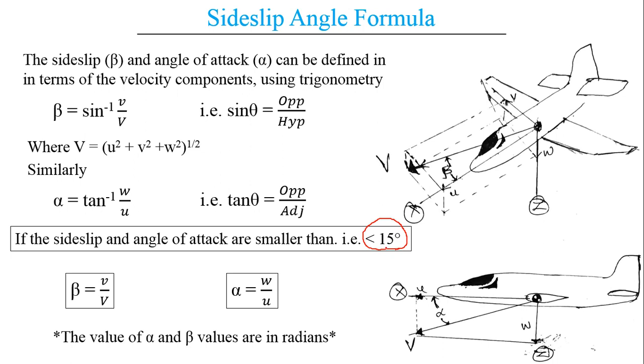Why is it? We saw in the previous session that angle of attack is a major factor for deciding the stall. If the angle is higher, the aircraft or wing would stall. So this angle may not exceed 15 degrees for conventional aircraft. If the side slip and the angle of attack are smaller than 15 degrees, then the tan inverse and sine inverse can be neglected, as the change would be very small.